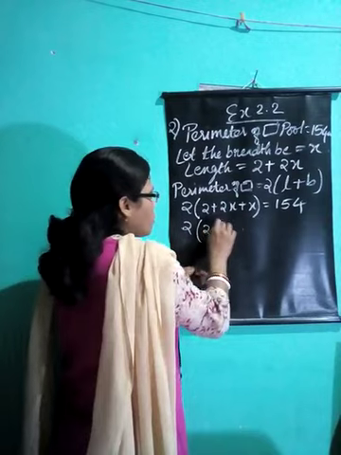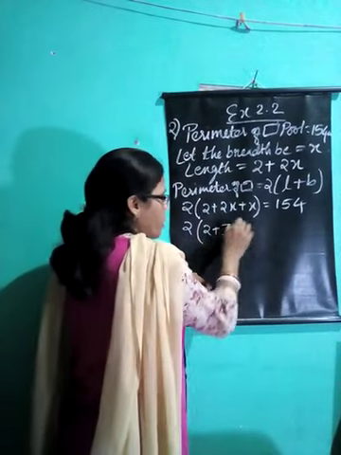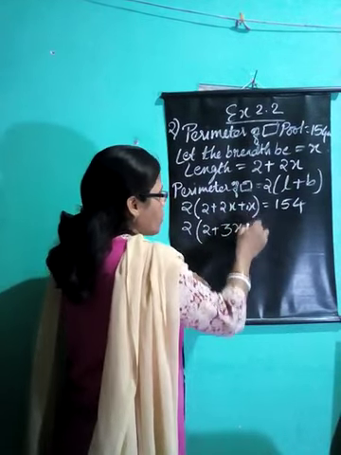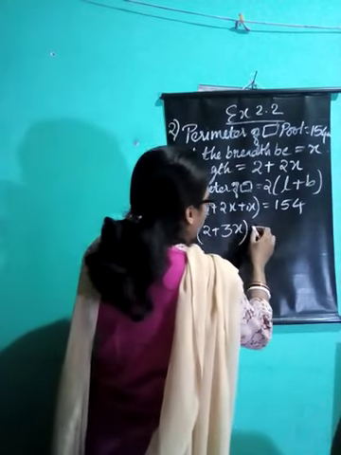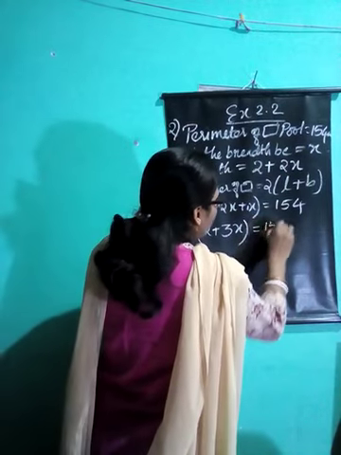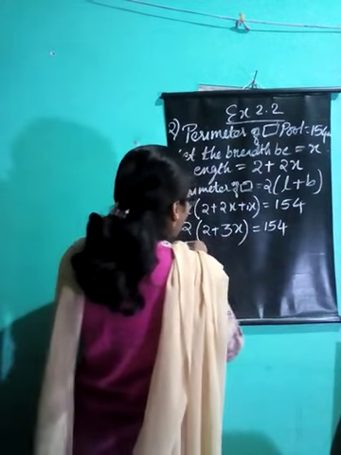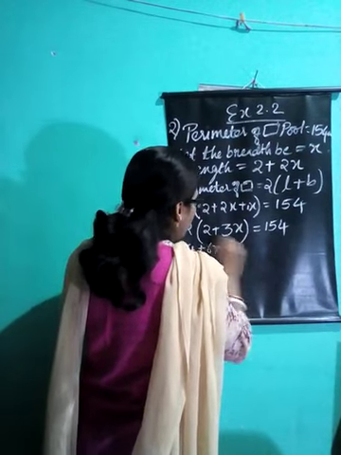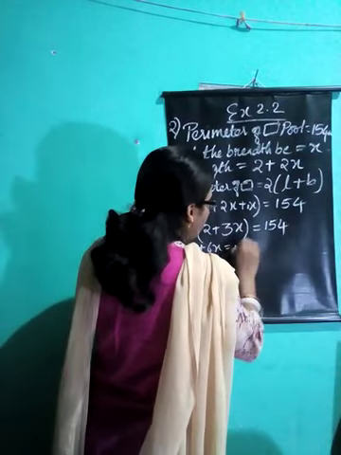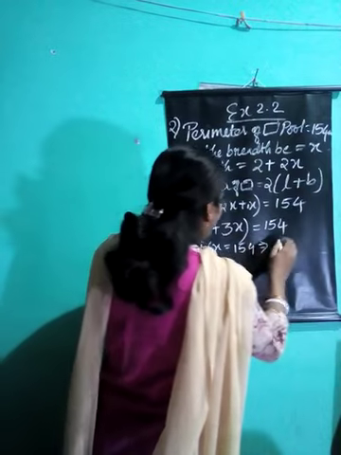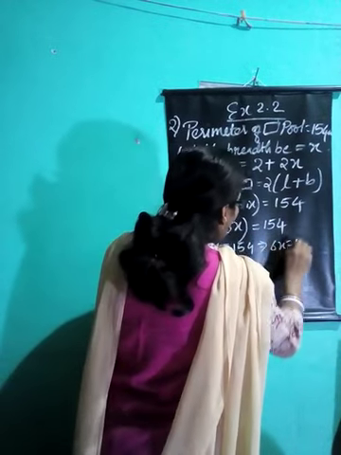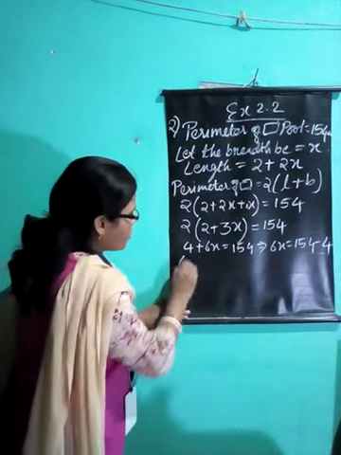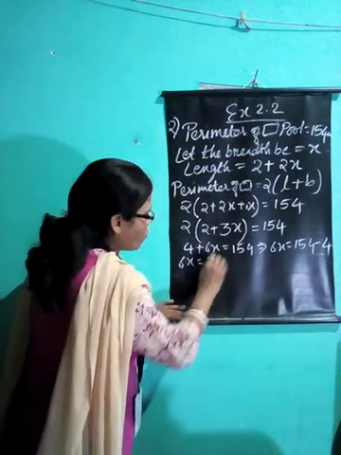Now solve this equation. 2 plus 2x plus x is 3x plus 2. Then, opening the bracket, 4 plus 6x is equal to 154. This implies 6x is equal to 154 minus 4. So you get 6x is equal to 150.